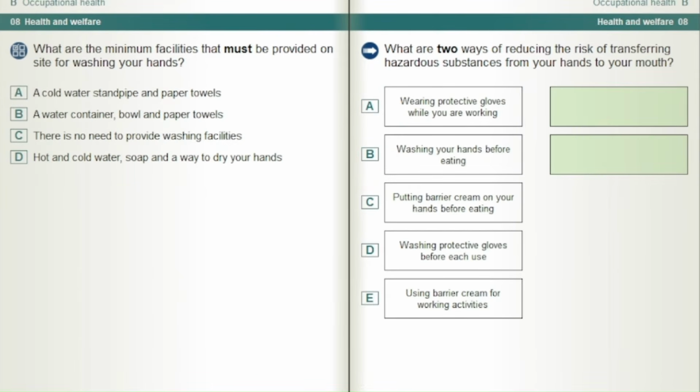What are the minimum facilities that must be provided on site for washing your hands? A cold water standpipe and paper towels. A water container, bowl and paper towels. There is no need to provide washing facilities. Hot and cold water, soap and a way to dry your hands.